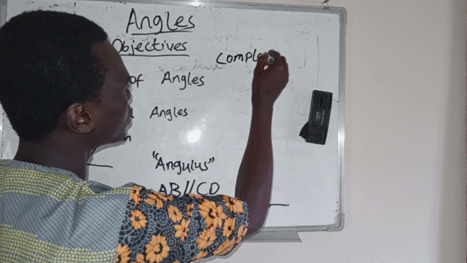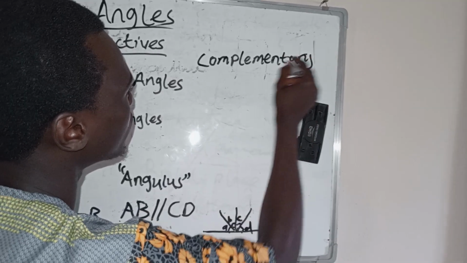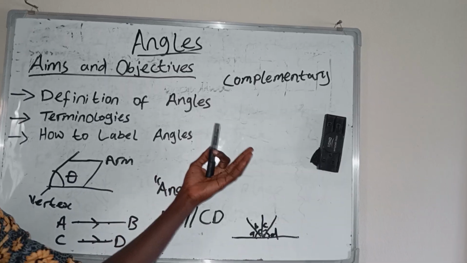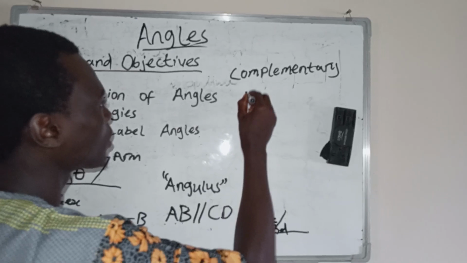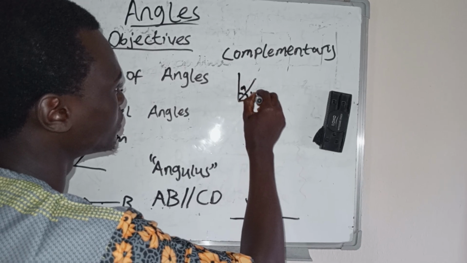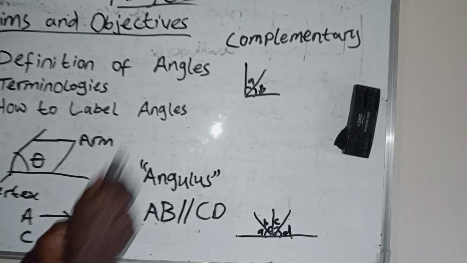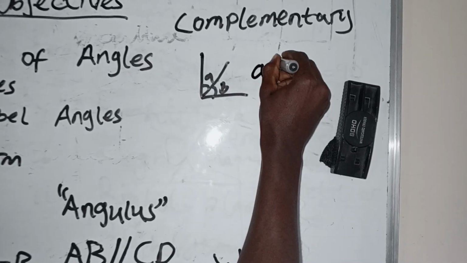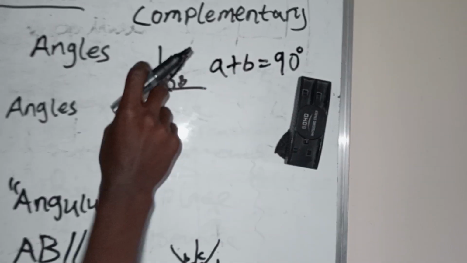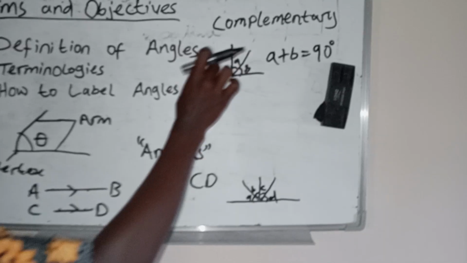And then the next terminology we are going to be looking at is complementary angles. Complementary angles are angles that sum up to 90 degrees. For example, I have something like this. Angle A plus angle B will give us 90 degrees. A plus B equals 90 degrees. This is what is known as complementary angles. When you sum up the angles, it gives us 90 degrees.